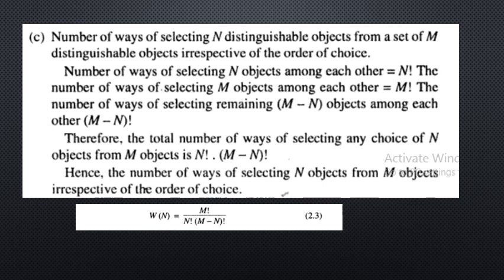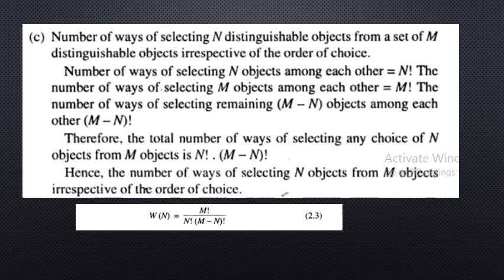The third problem can be explained as the number of ways of selecting n distinguishable objects from a set of m distinguishable objects irrespective of the order of choice. The number of ways of selecting n objects among each other is equal to factorial n. The number of ways of selecting m objects among each other is factorial m. The number of ways of selecting the remaining m minus n objects among each other is factorial m minus n.